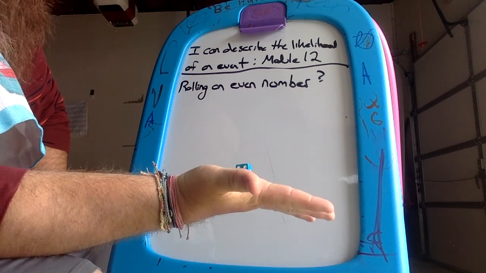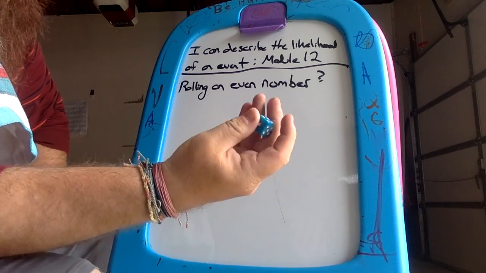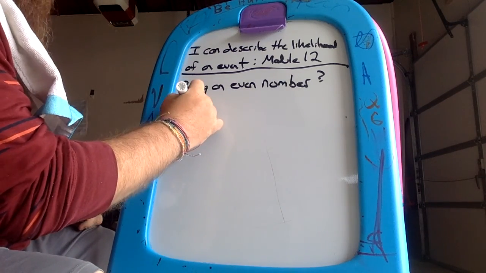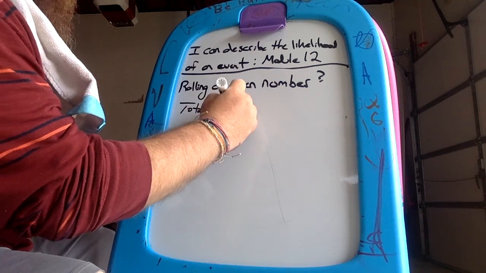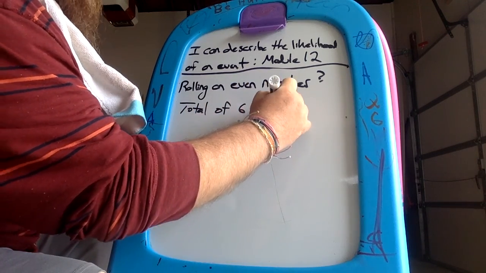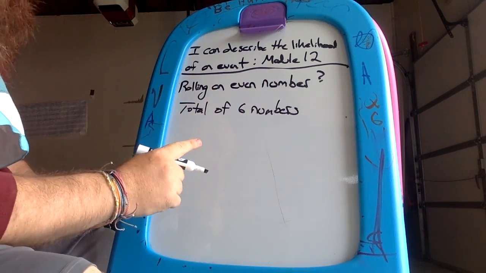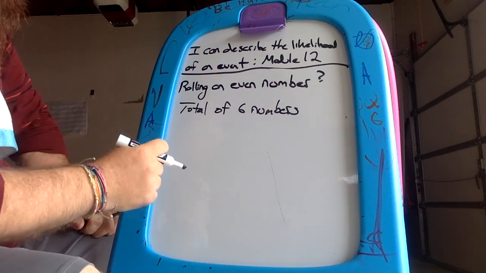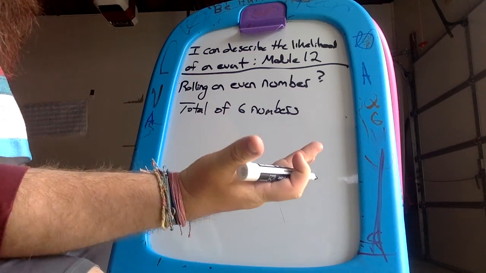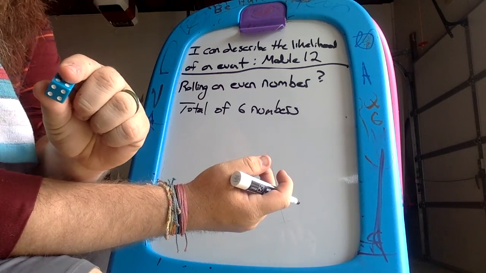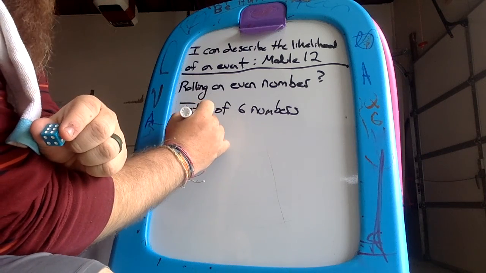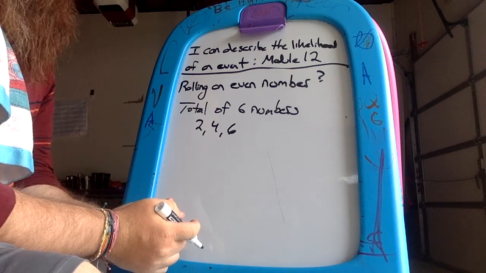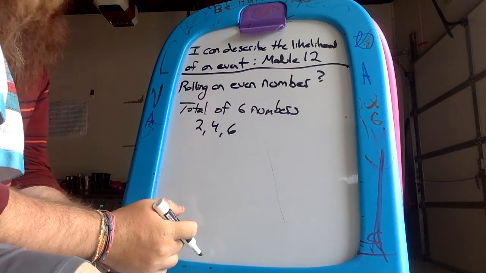If you're playing the game with your friends, and I look at this, how many total numbers are on here? We know that there's a total of 6 numbers. That's not the answer though. We want to find the probability of rolling an even number. So how many even numbers are on this? If we flip it around, we know that 2 is even, 4 is even, and 6 is even. Those are the only even numbers out of the total on the dice.